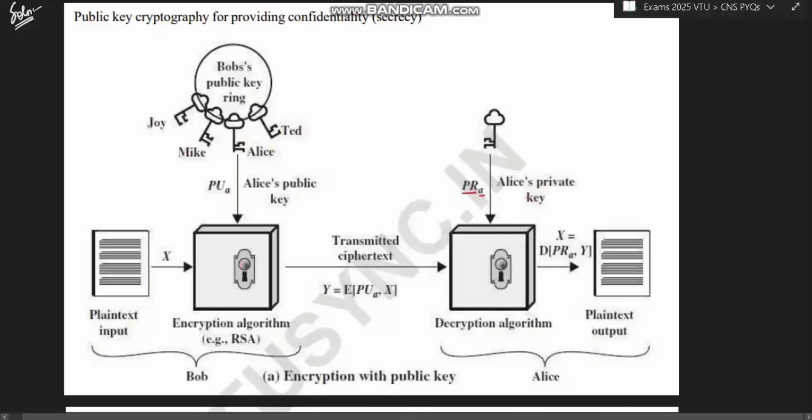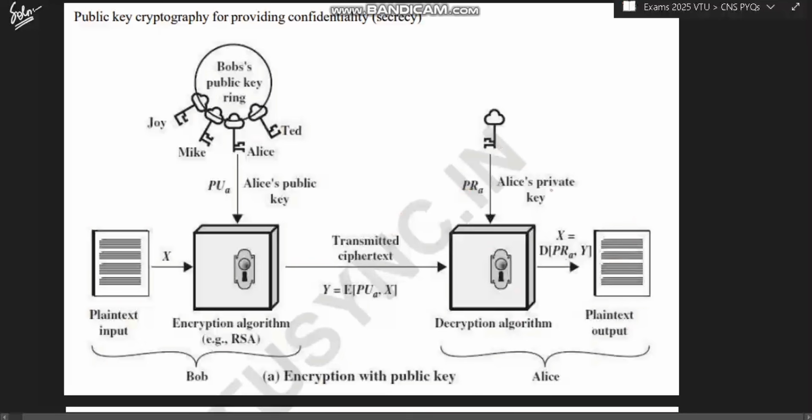So even if Joy gets in between on the path, or Mike or Ted hacks in between, they do not have the private key of Alice. Only Alice has the private key. So even if they get it, it won't be of any use to them. Alice will finally get that box, and she will be able to open it using her private key and get the data. So this is what happens in secrecy. The data remains secret till the end, and then it gets opened.